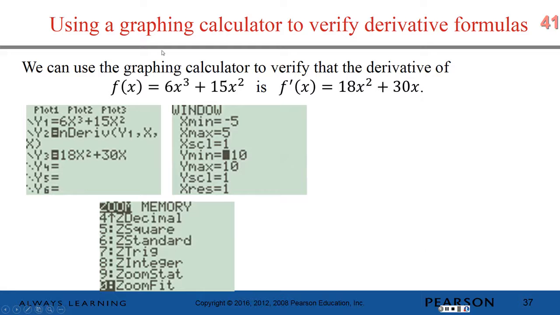Okay, here's your function. 6x to the third plus 15x squared. 3 times 6 is 18x squared. 2 times 15 is 30x. So this is your derivative. But you're still new at this. You want to see if you did it right. Here's one way you can do it. Go to your calculator and enter the original function, 6x to the third plus 15x squared in y1.